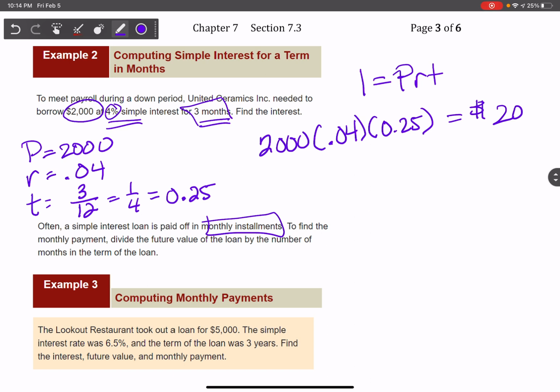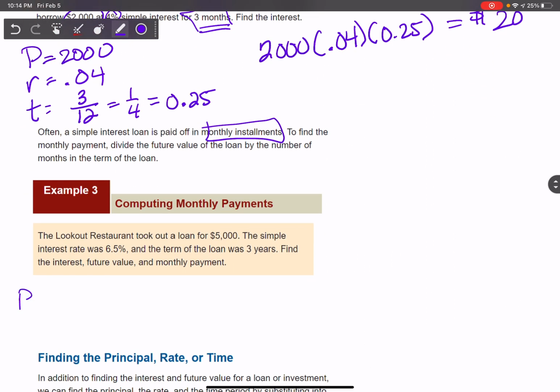Okay, monthly payment, we know about monthly payments. A lot of things that we pay are monthly. Car note, house note, those are our monthly payments. So the Lookout Restaurant took out a loan for $5,000 at a simple interest rate of 6.5%, which is decimal 0.065, with a term of the loan of 3 years. Find the interest, future value, and monthly payment.